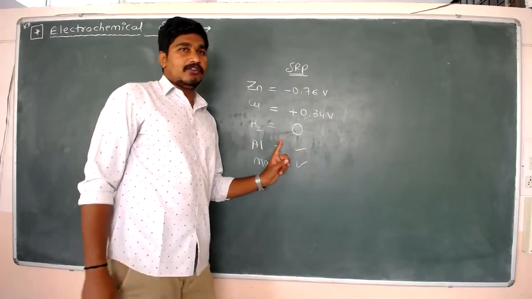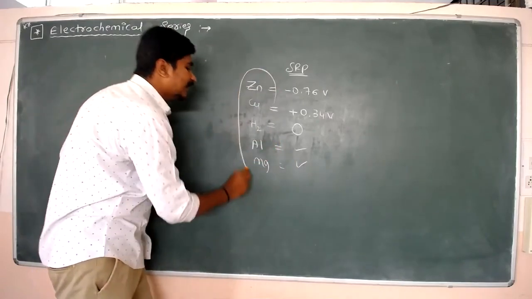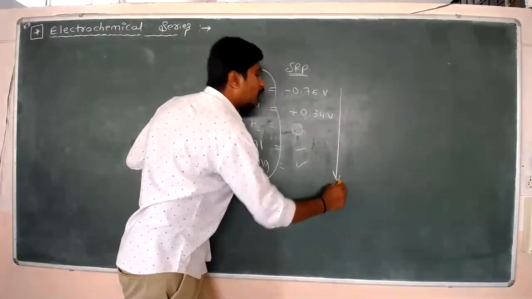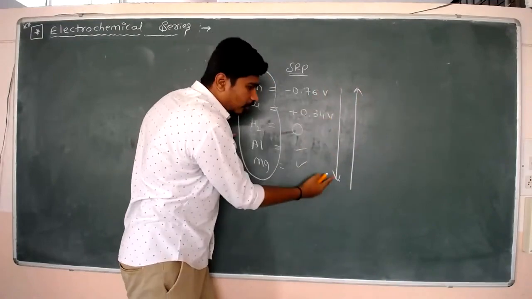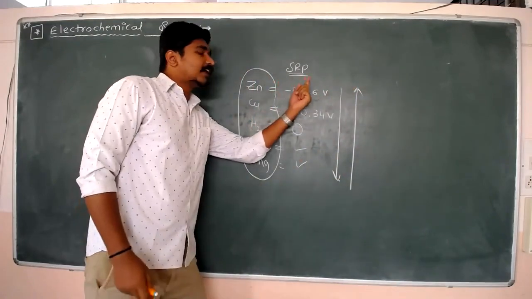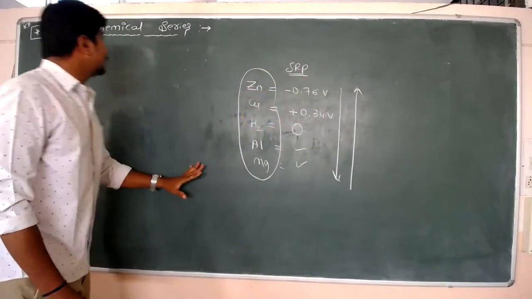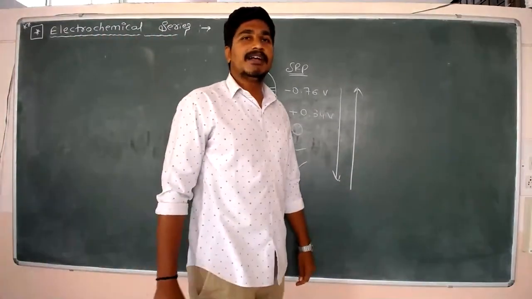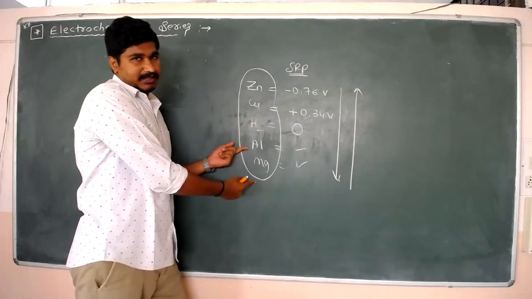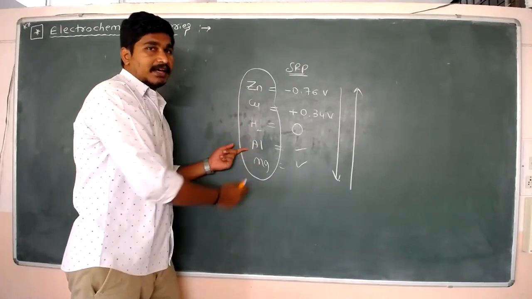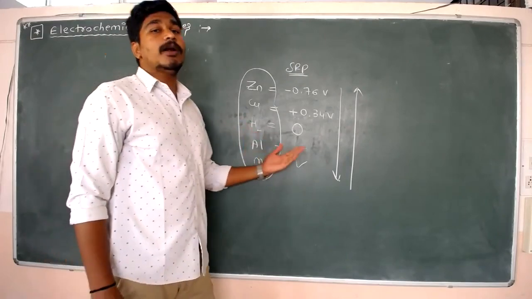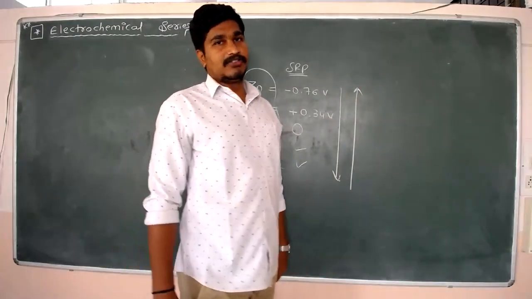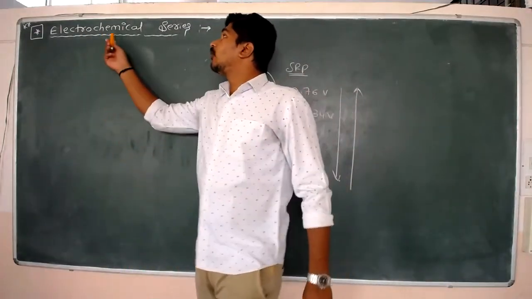If these various elements are arranged in increasing or decreasing order of their SRP values, we will get a series. That series is called the electrochemical series. What is meant by electrochemical series? It is the arrangement of various elements in increasing or decreasing order of their SRP values. That series is called the electrochemical series.